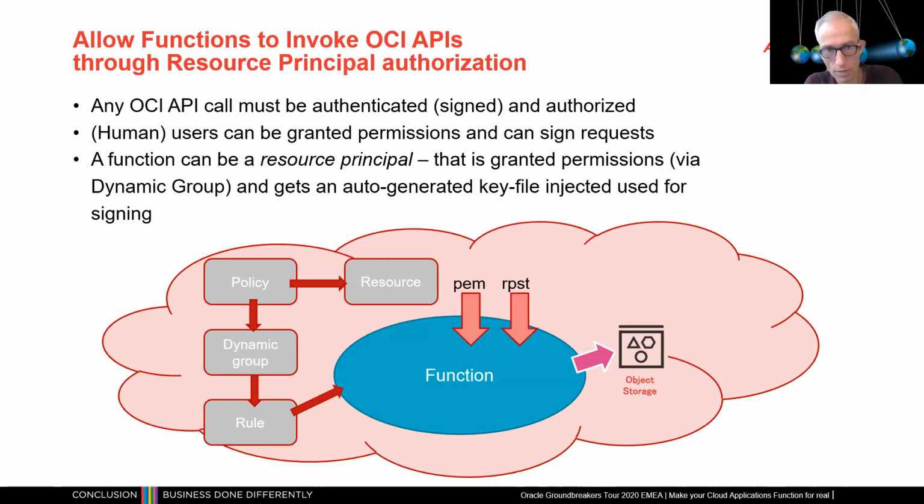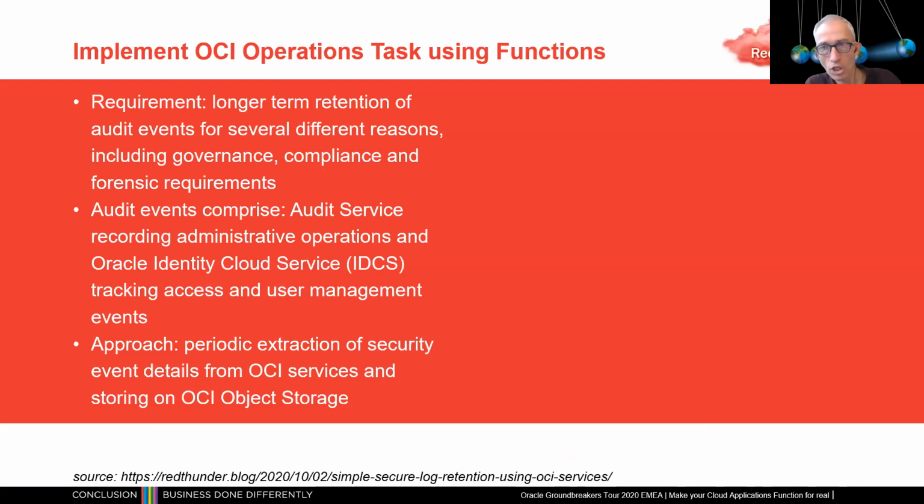Again, I don't really have the time. This is something that you should be aware of if you're going to create functions that invoke OCI services. So here's an example I took from the Red Thunder blog. It's for implementing a specific operations task on OCI.